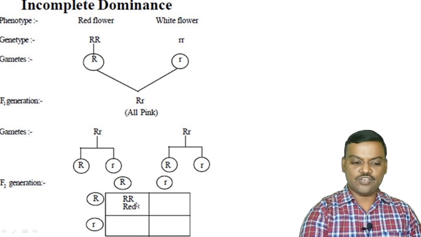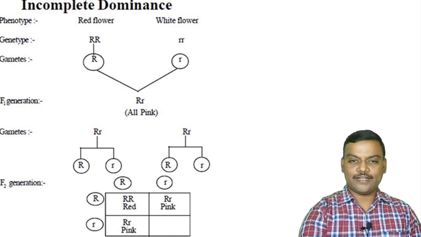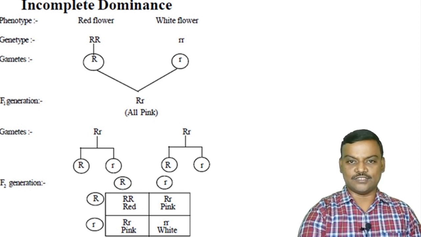In this F2 generation, the first combination is RR. It becomes red color flower. The second and third combinations, because of heterozygous condition, Rr, become pink color flower. And the fourth combination, rr, expresses white color flower. So it is the flowchart. You should draw this flowchart for this question as an answer.